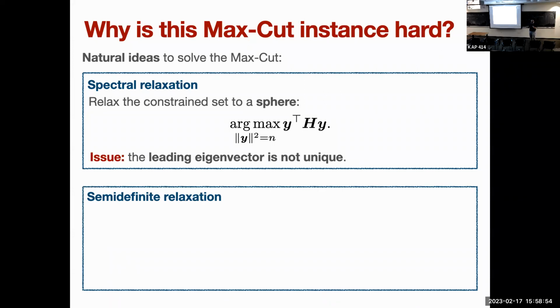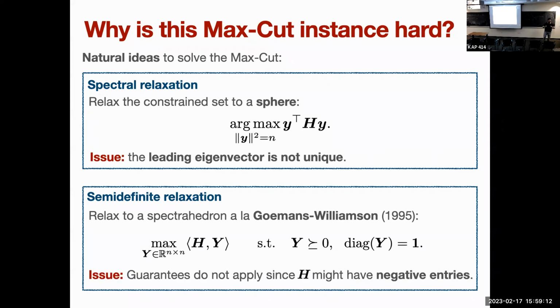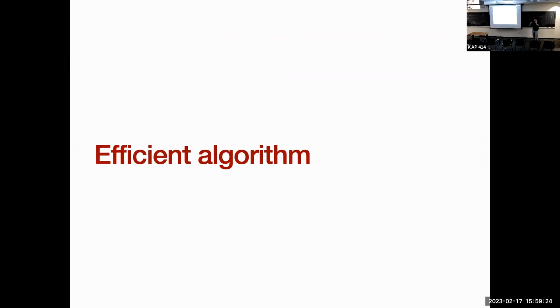Something more powerful is a semi-definite relaxation. You might be familiar with this idea of Goemans and Williamson that uses this SDP relaxation to find the max cut value. Turns out that the guarantees for this use strongly that H is a Laplacian of a graph. We don't have a Laplacian, it's something else, so we cannot apply the guarantees. Nevertheless, we could try to apply this, and I'm going to get back to that in a couple of slides. Now we want to come up with maybe an efficient algorithm to solve this, something that wouldn't take exponential time.